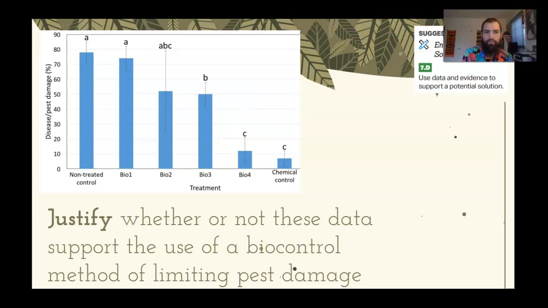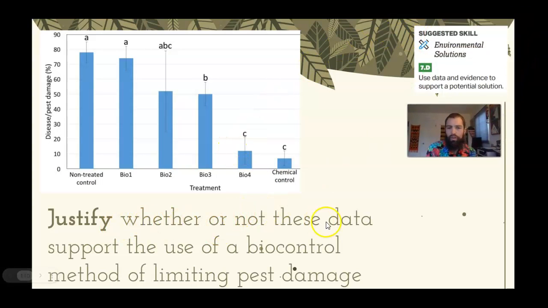All right, so try to analyze this graph to justify whether or not these data support the use of a biocontrol method of limiting pest damage. So here you have 4 different biocontrols. So different biological species that you're releasing to attack the pests that you're trying to attack. And these are controls. So this one wasn't treated by anything, and this one had a chemical control. So try to interpret this and see if you can determine whether from this data you can tell if those biocontrols were effective. Okay, good luck.